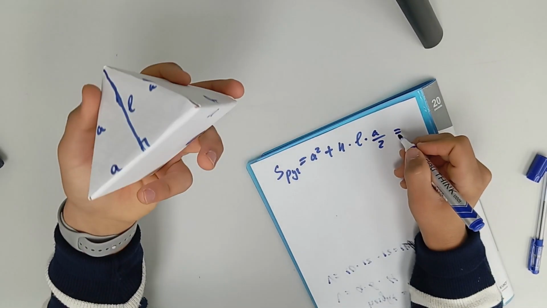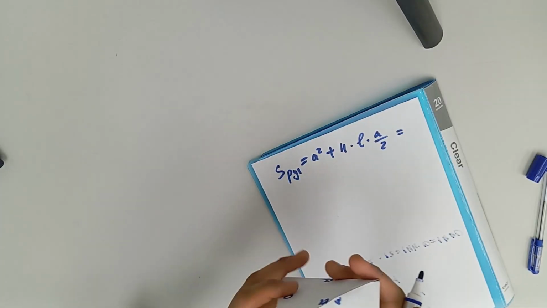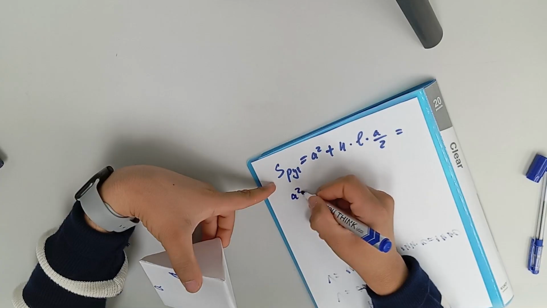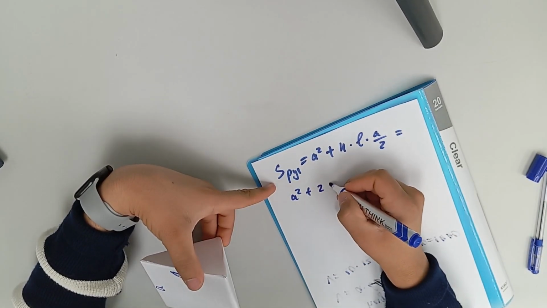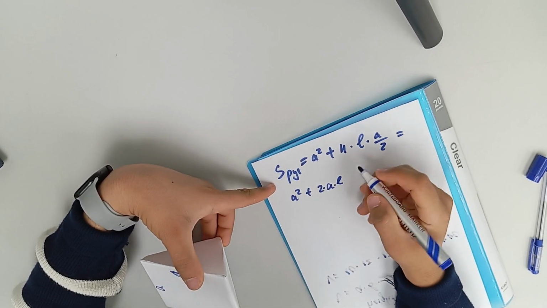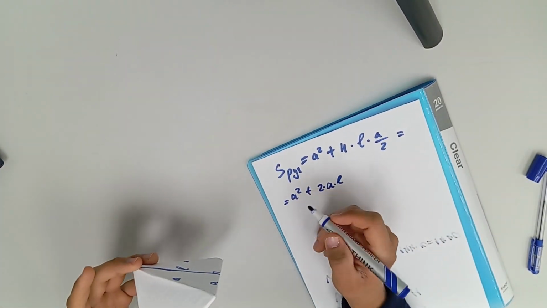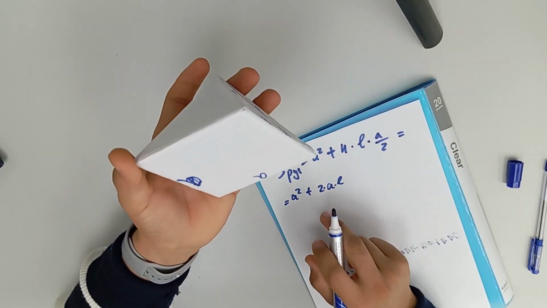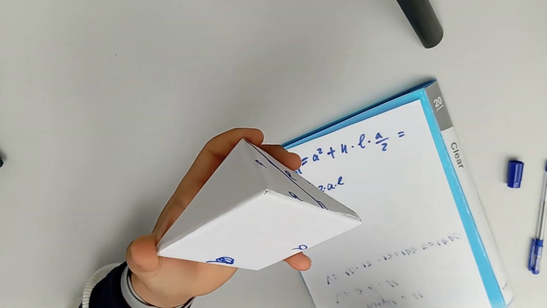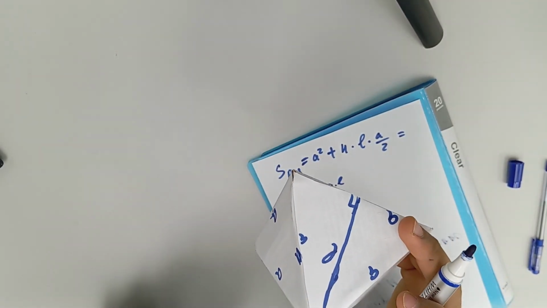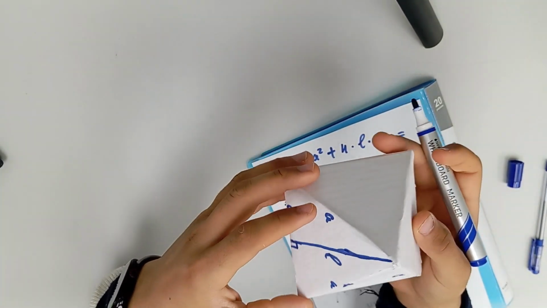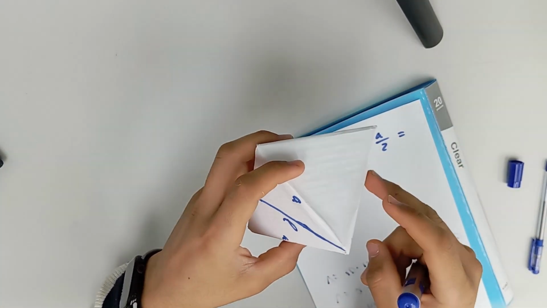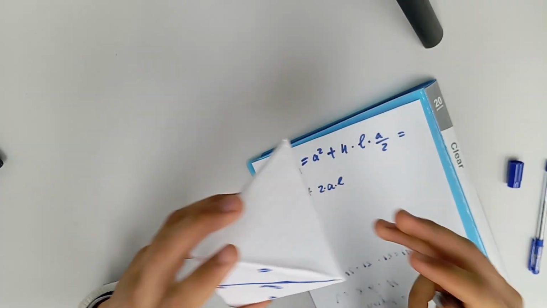You see the formula of the surface area for this pyramid is A square plus 2AL. See? You see how this works? This is the total surface area of the pyramid. You can calculate any type of pyramid surface area in this way, which means you should take into account all the lateral faces and the base also.